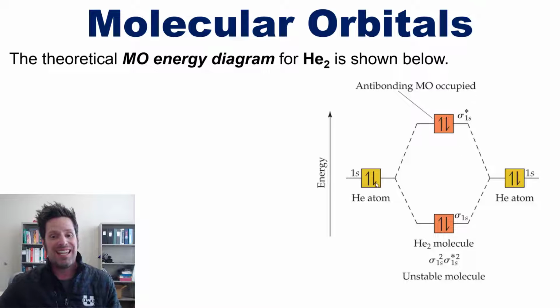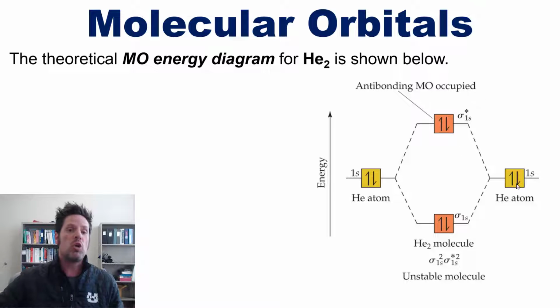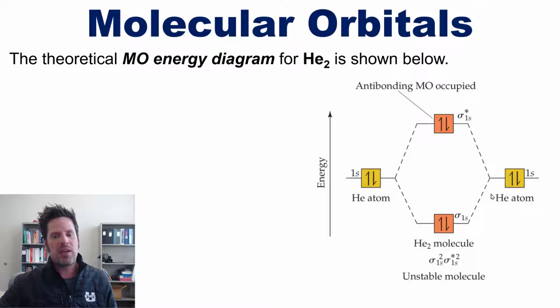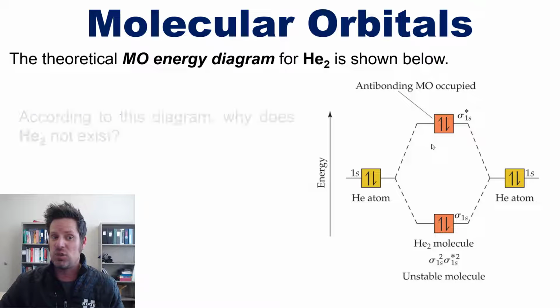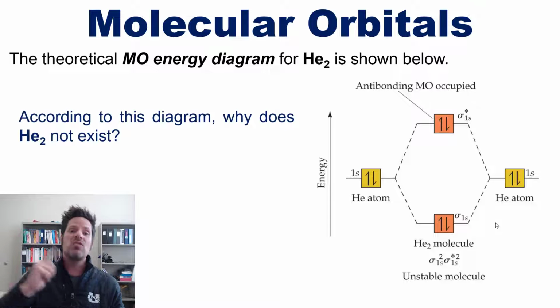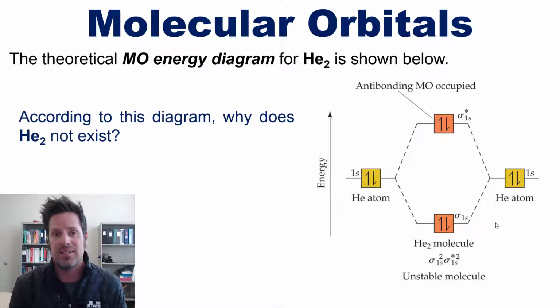You'll note, though, that here we have 4 total electrons to deal with, 2 from each individual helium atom. We have to then fill up the boxes in the middle with those 4 electrons starting at the bottom, 2 in the bottom and 2 at the top. I ask then this question, according to this diagram, why in the world does helium-2 not exist?